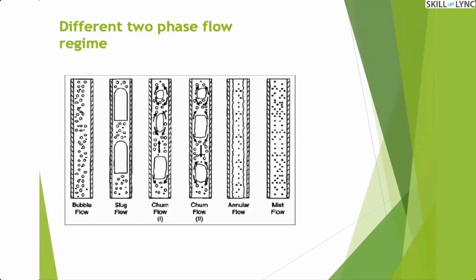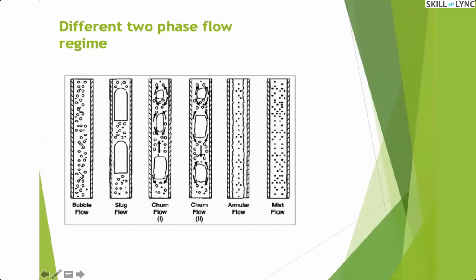So two-phase here is vapor phase and liquid phase. Inside the liquid there can be oil, water, etc. When you have a two-phase flow, then based on the amount of gas and the amount of liquid present, you will have different flow regimes. So these are the different flow regimes.